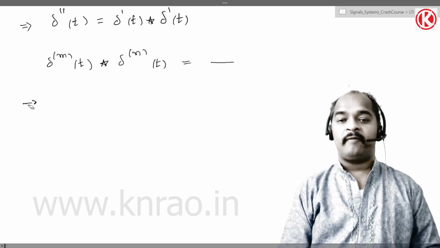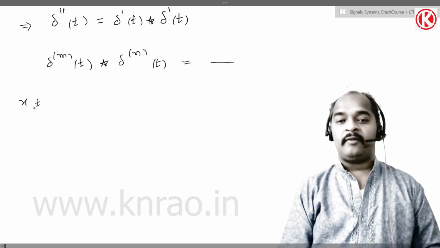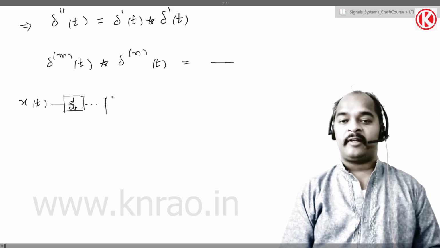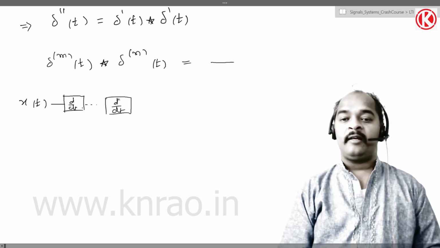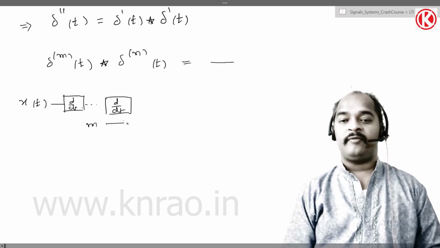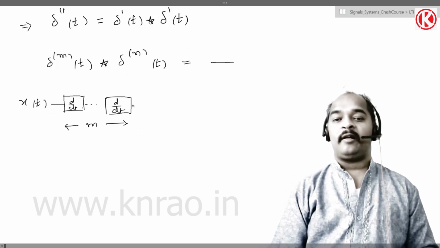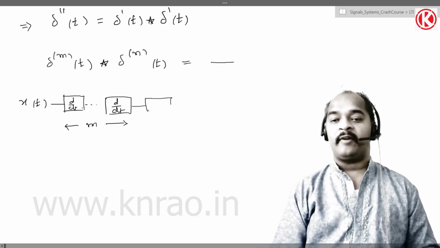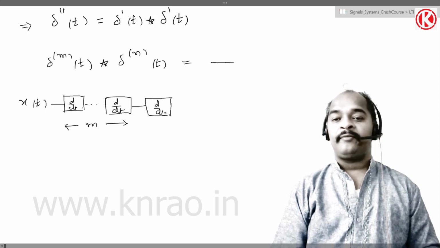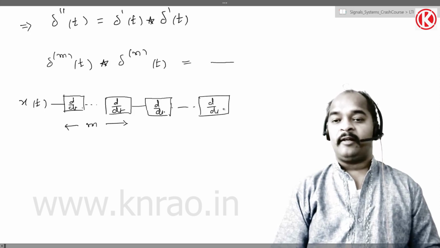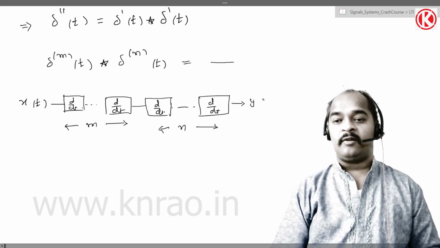So what does it mean? You have x of t, that is passed through a cascade of differentiators, correct? How many are there here? In the first case we have m of them, and then we are again convolving with delta power n of t. Again there are n differentiators, and they are also in cascade. So finally you get y of t as the output.